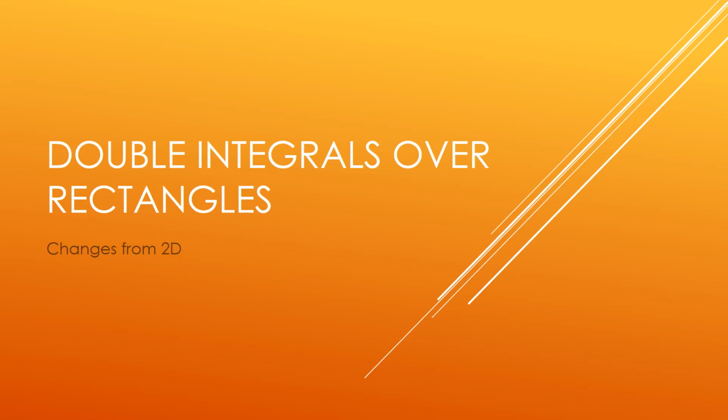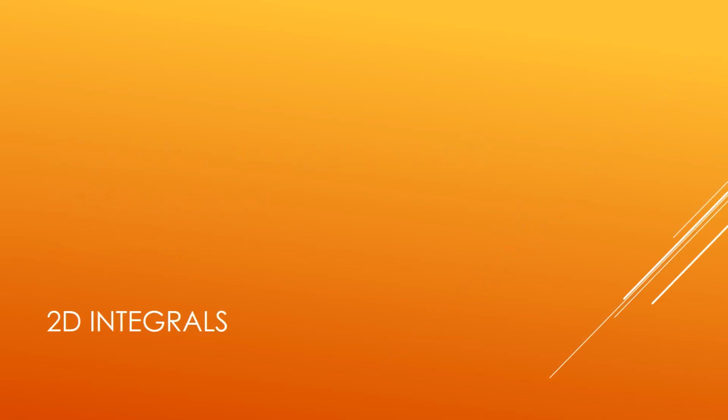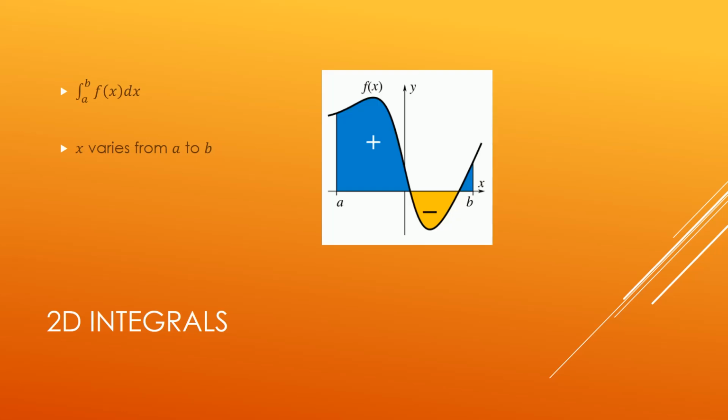So how are double integrals different than just a regular integral? First of all, let's look at what a 2D integral is. It's written like this, so it's the integral from a to b of the function f of x with respect to dx. Pretty straightforward. So x varies from a to b. If you look at the picture of it, it looks like something like this. And all you do is you add together all of the area.